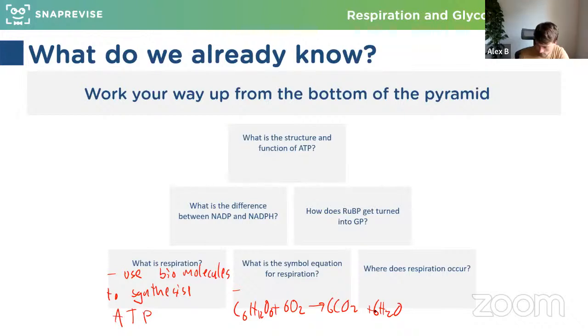Perfect. So where does respiration occur? We can split this into aerobic and anaerobic. Yeah, it occurs in all cells. Nice. And then specifically in those cells, aerobic is in the mitochondria. And anaerobic, cytoplasm. Yeah, nice.